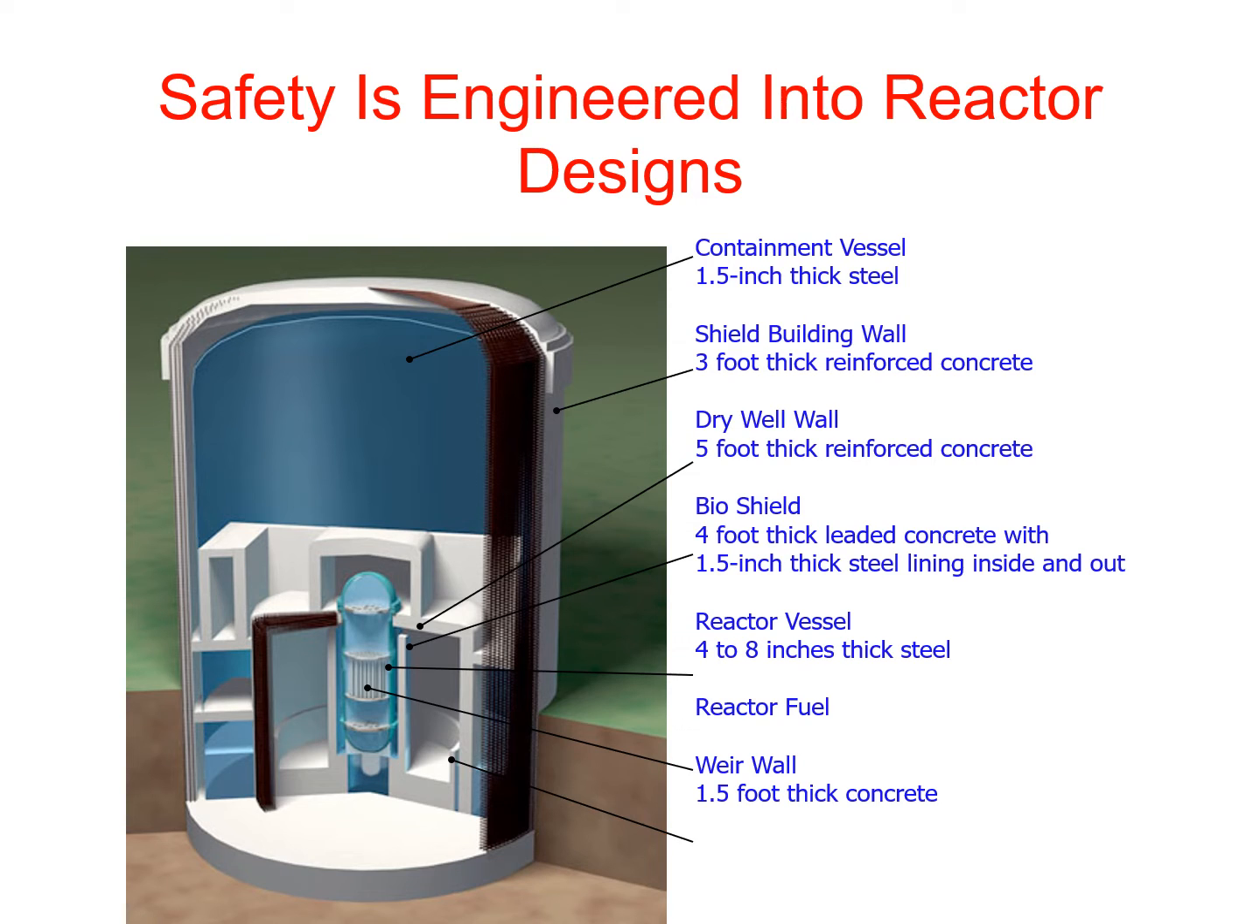Over that, another shield wall of 3 foot thickness, reinforced concrete. In houses for the roof, we put 4 inch thick reinforced concrete. Here they are putting 3 feet, that is 36 inches, 9 times the thickness of our house roof concrete. And we have the dry well, 5 foot thickness reinforced concrete. Below that, in the well of the reactor, we have 5 foot, that is 60 inch thickness of concrete.